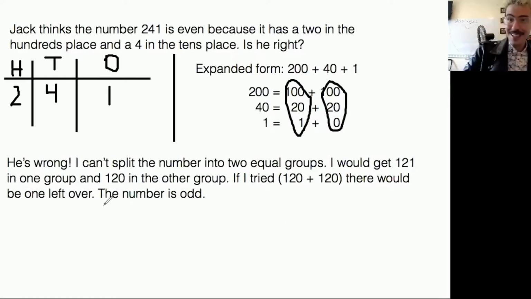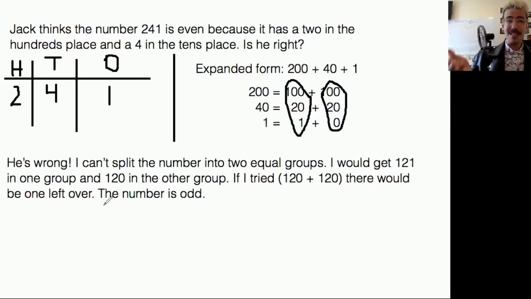So, did you get the answer? Well, when I think of the number 241, I can put it into my hundreds, tens, and ones chart. I have 2 hundreds, 4 tens, and 1 one. And in expanded form, that equals 200 plus 40 plus 1. So when I take 200 plus 40 plus 1, 200 can be divided into 100 plus 100. Okay, Jack. 40 can be divided into 20 plus 20. Okay, Jack. But when I get down to the 1, the number in the ones place, I have 1 plus 0, making one group 121 and another group 120.